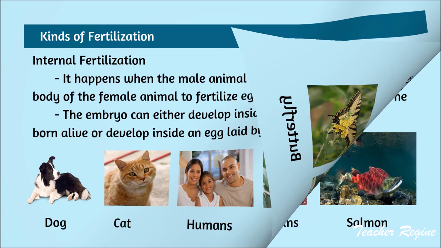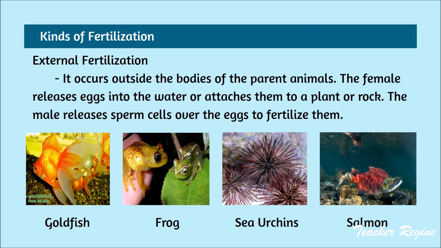External fertilization. It occurs outside the bodies of the parent animals. The female releases eggs into the water or attaches them to a plant or rock. The male releases sperm cells over the eggs to fertilize them. Example of animals that undergo external fertilization are goldfish, frog, sea urchins, and salmon.